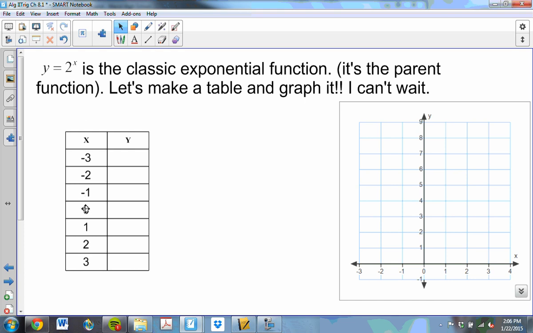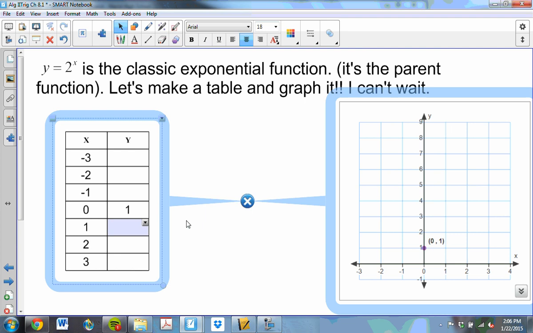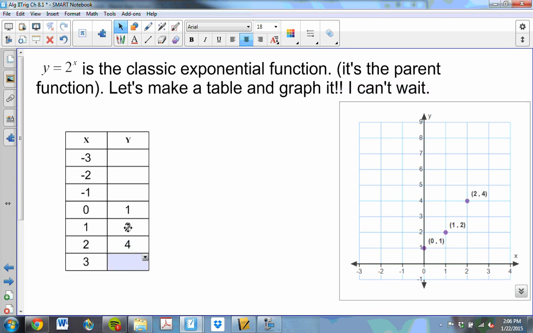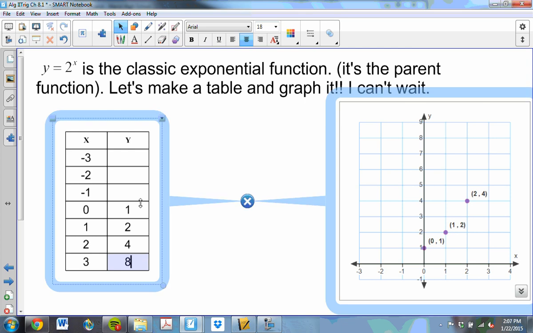I'll start with the easy one. If I plug in a 0 for x, 2 to the 0 is 1. Anything to the 0 power is 1, so 2 to the 0 is 1, and that's the point (0, 1). 2 to the first is 2, 2 to the second is 4, 2 to the third is not 6, 2 to the third is 8.